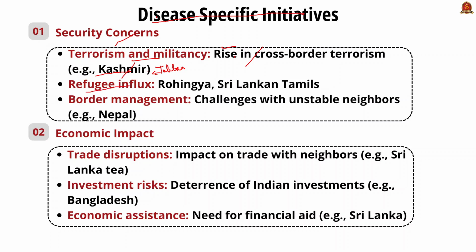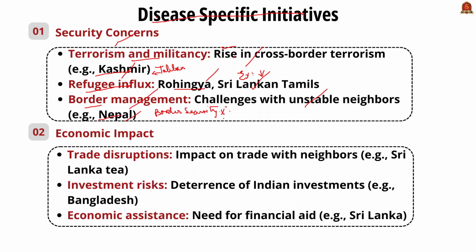Next is the refugee influx. Political and economic instability in Myanmar has led to a significant influx of Rohingya refugees into India. Similarly, economic turmoil in Sri Lanka has caused a small but notable influx of Sri Lankan Tamils into Tamil Nadu. The next issue is the border management. Managing borders with unstable neighbors becomes more challenging. For instance, the political turmoil in Nepal requires India to be vigilant about border security and control illegal activities. So these are the issues when it comes to security concerns.